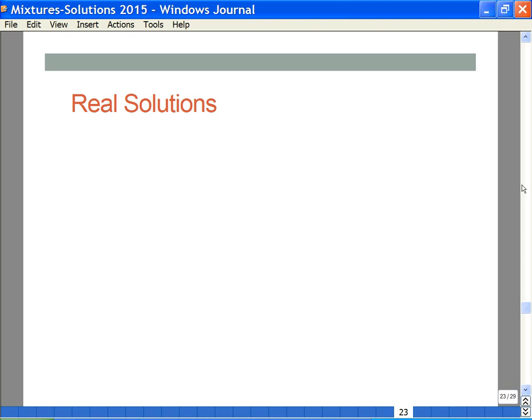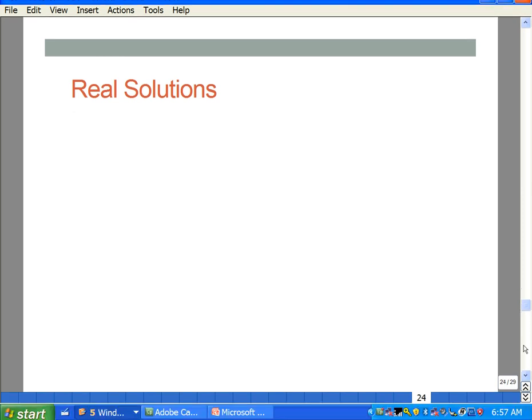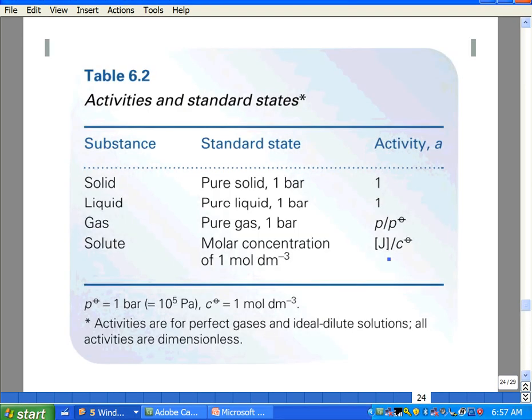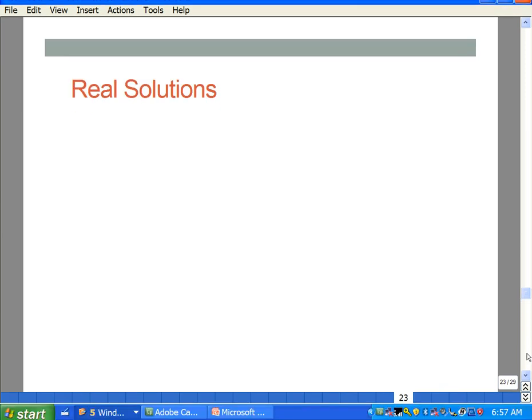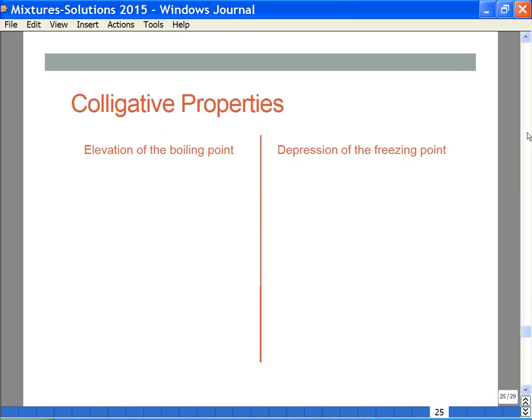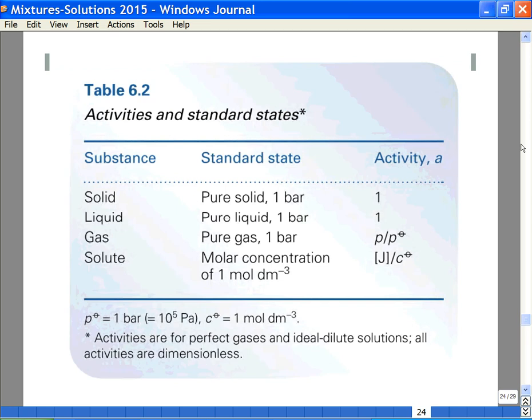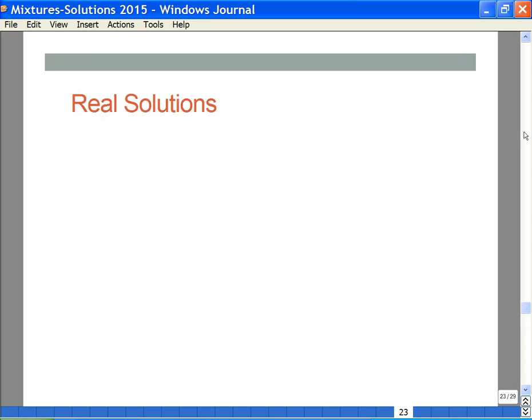We can use what we call an activity to make sure that the concentration or the pressure or whatever unit that we report that represents amount of solute is universal. So basically, we can talk about partial pressures and concentration as being the way that we can represent how much of something is present. So, talk about the pressure of B or the concentration of B.